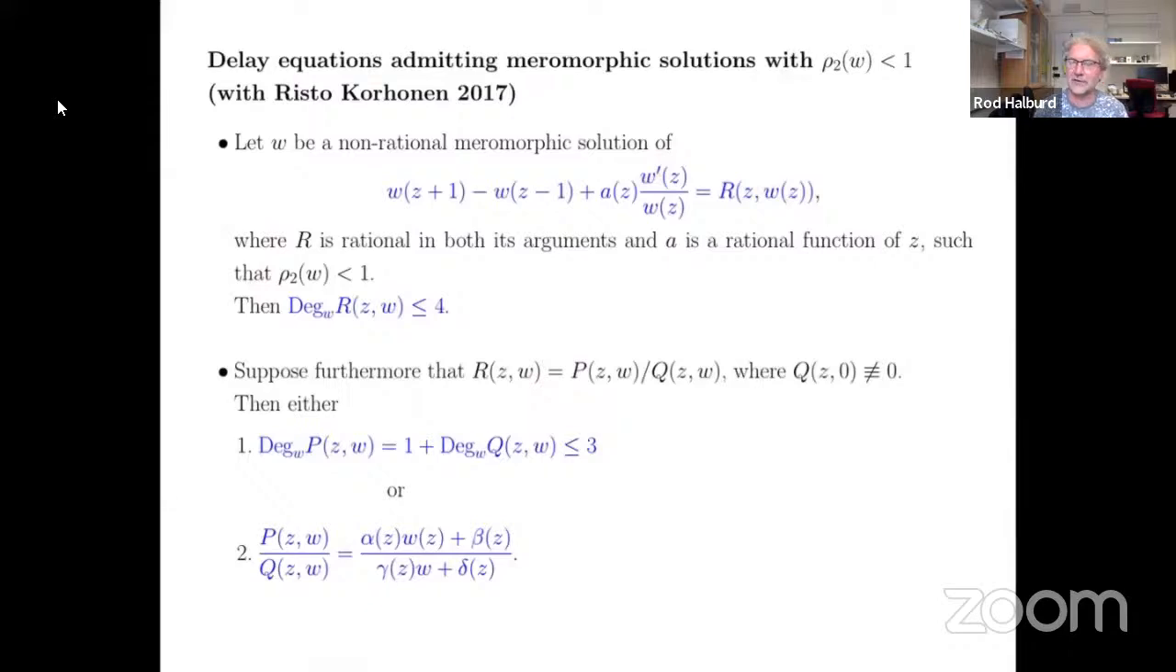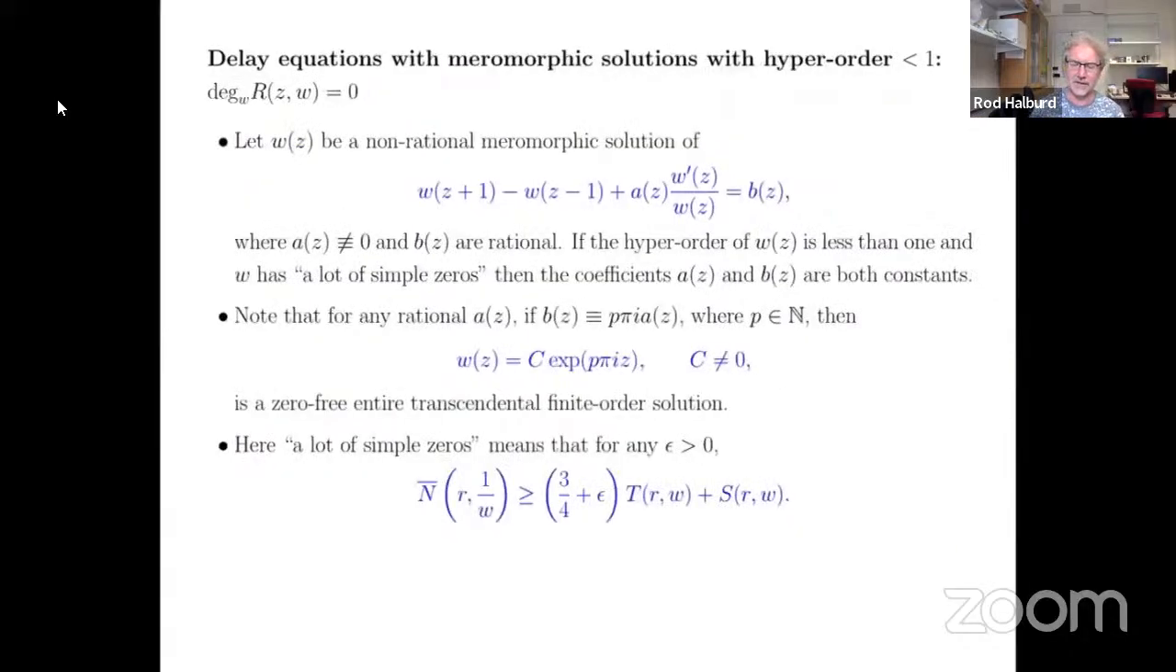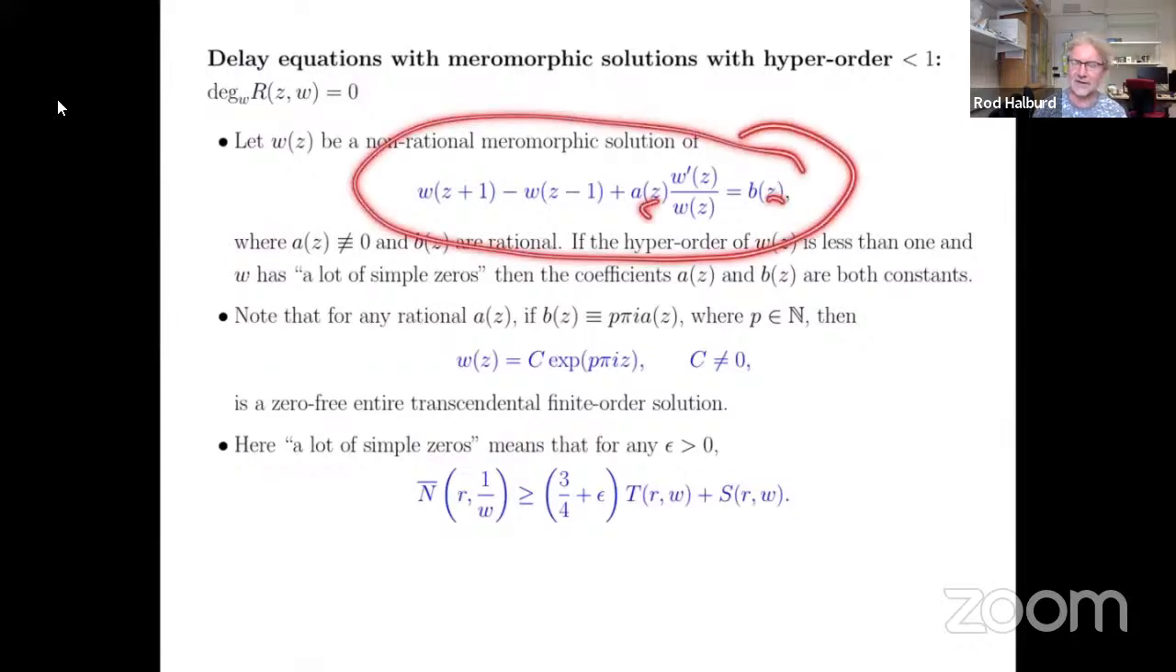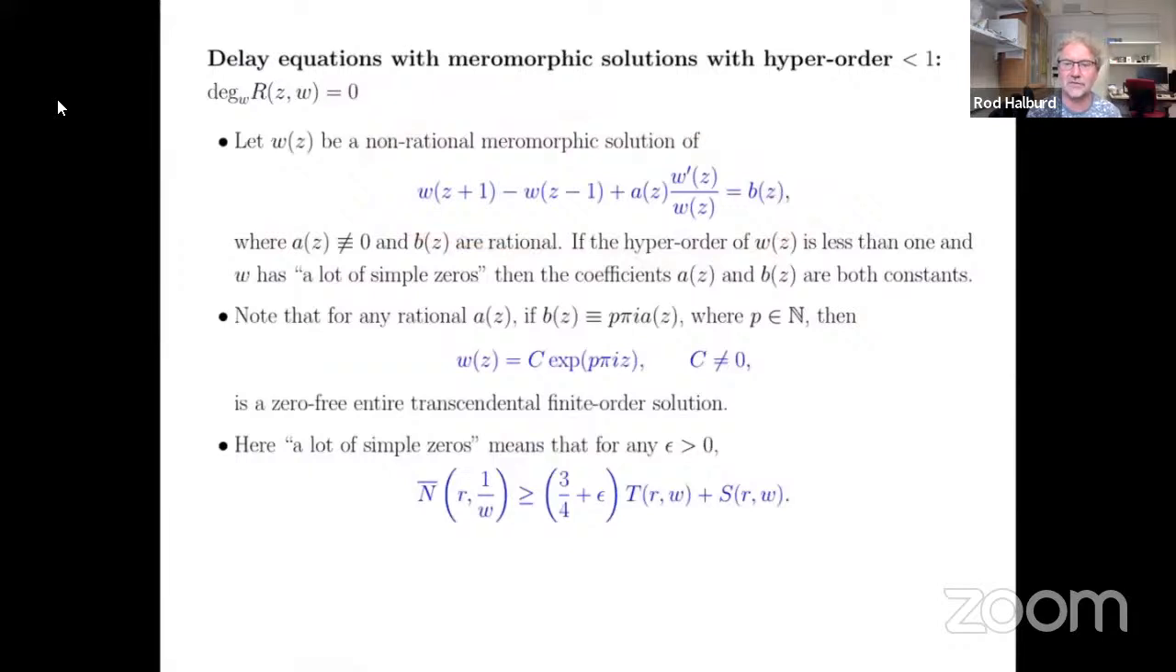And again, also this argument I was just saying from the pure Nevanlinna side, I wouldn't know that I necessarily have enough zeros for the calculations to go ahead. If we restrict ourselves to this equation where we allow A and B to be functions of Z, and again, we assume that there's a hyperorder less than 1 solution, but now we need to add in an extra condition that there are a lot of simple zeros.